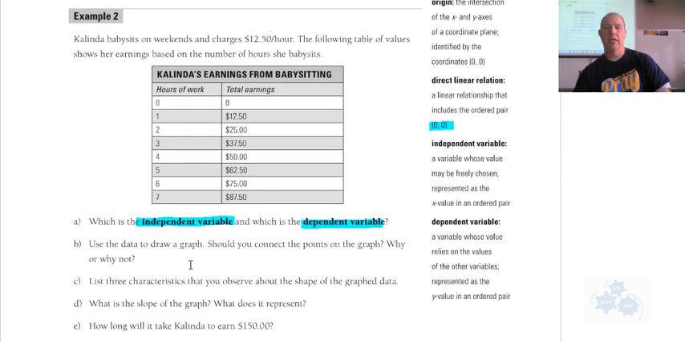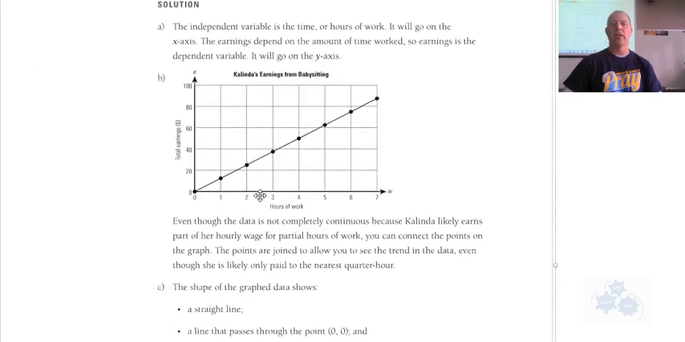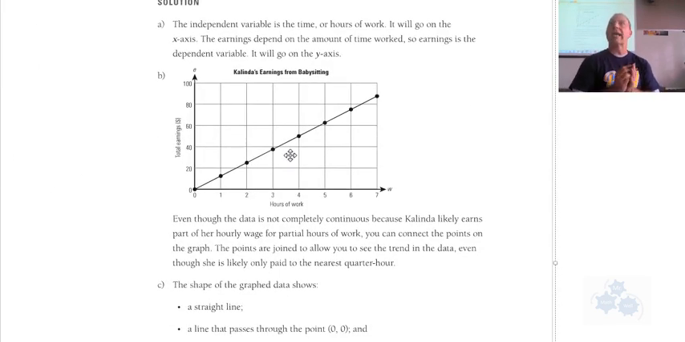Okay, for A. Use the data to graph the data. Should you connect the points on the graph? That's interesting. The question about connecting, I think we talked about this before. Now, if you get paid for partial hours, which most of you probably do, you could probably connect. If you only get paid for every full hour you work, then you wouldn't connect the dots. Because if you worked 1 hour, you get paid a certain amount, but you wouldn't get paid any more until you worked a second full hour.